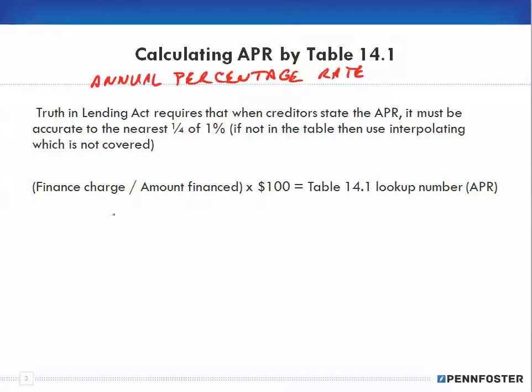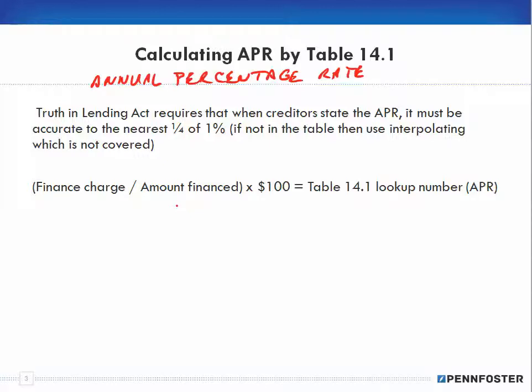And the Truth in Lending Act requires that when creditors state the APR, it must be accurate to the nearest 1/4 of 1%. If not in the table, then we need to use interpolation, which is not covered in this textbook. So, this can get to be quite complicated in the calculation of it. And we're only going to be using the tables in the textbook, or the Business Math Handbook.